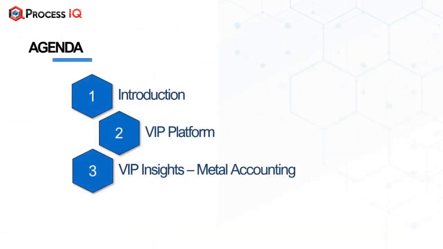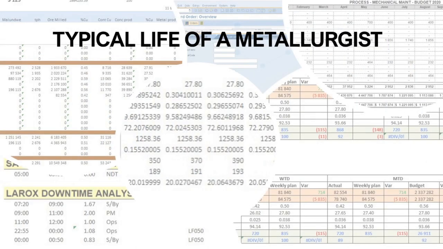So now we are going to go into a bit more detail on VIP Insights and how it can be used as a metal accounting system. This is the typical life of a metallurgist. Spreadsheets, more spreadsheets, and even more spreadsheets all over the company, from servers to personal computers.